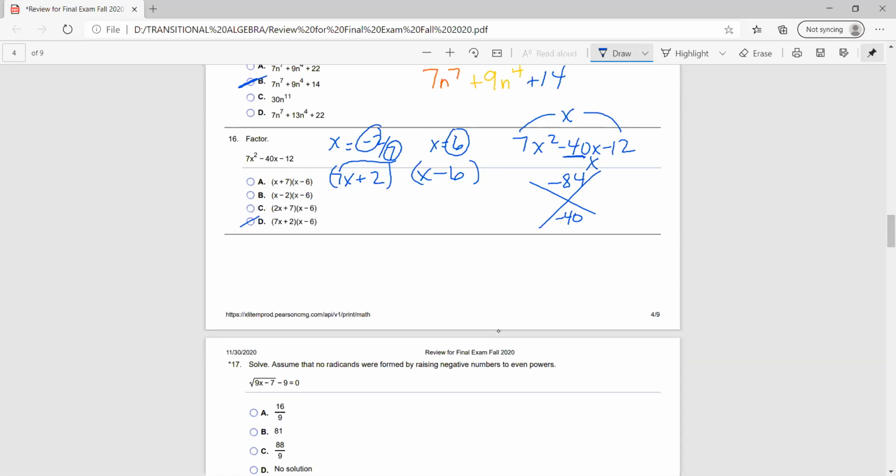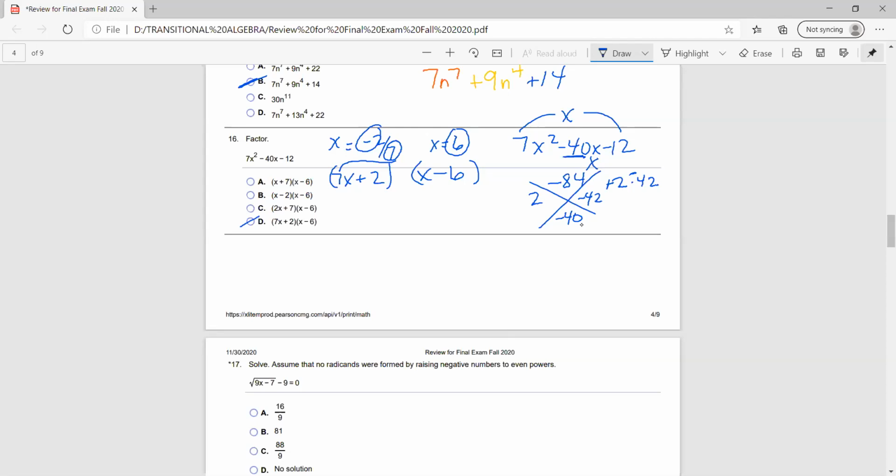Let's see. I'm thinking about 84 divided by 2, because 2 times 42, 42 and 2 are only 2 apart, so that would get me this. But the 2 would be positive, and the 42 would need to be negative. So 2 times negative 42 would give you negative 84, and 2 plus negative 42 would give you negative 40.